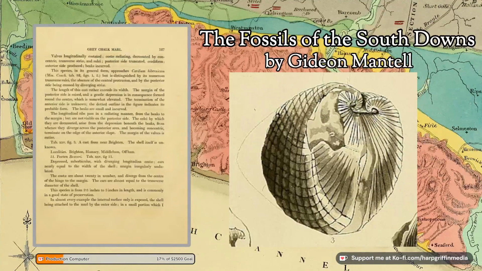The longitudinal ribs pass in a radiating manner from the beaks to the margin, but are not visible on the posterior side. The sulci by which they are decussated arise from the depression beneath the beaks, from whence they diverge across the posterior area, and, becoming concentric, terminate on the edge of the anterior slope. The margin of the valves is entire. Tablet 25, Figure 3, a cast from near Brighton. The shell itself is unknown. Localities: Brighton, Hamsey, Middleham, Offham.